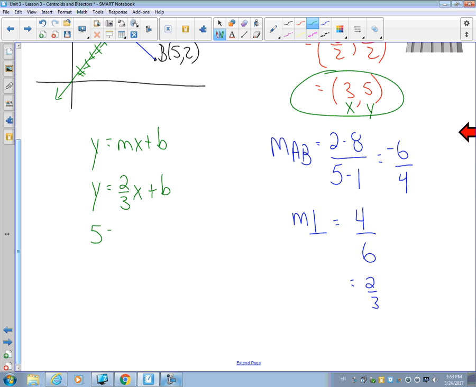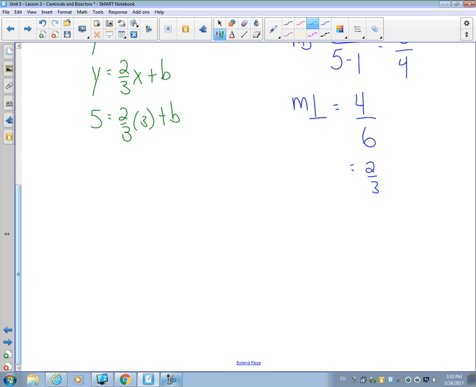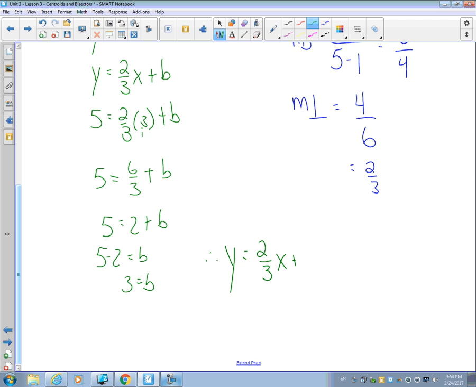Y is 5, x is 3, solve for b. Okay, use your fraction button or multiply straight across. You get 6/3. 2 times 3 is 6, 3 times 1 is 3. And you can reduce that even, so 2 plus b. And solve for b. Hey, I figured out the equation of the line that the dump should be placed on. It should be anywhere along the line y equals 2/3 x plus 3.